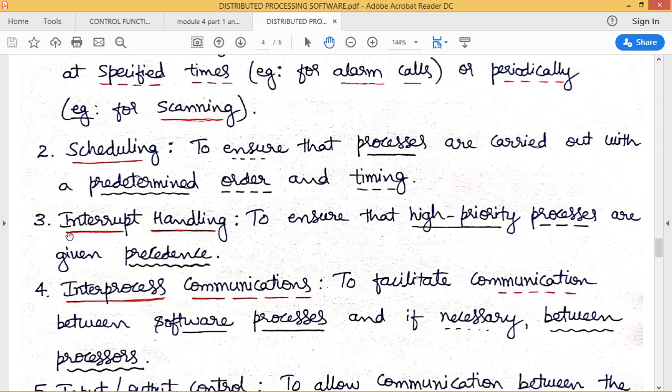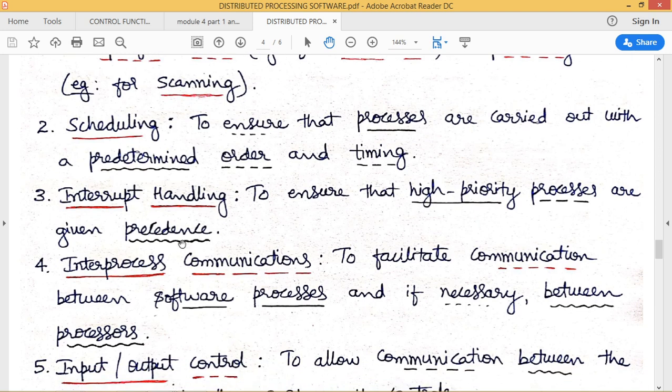And the functions also include interrupt handling. When an interrupt occurs, we should give priority to that particular interrupt. So to ensure that high priority processes are given precedence, when a high priority process needs the processor, in such a case we will provide the processor for that particular program. That is what interrupt handling is. We know how interrupts are used.